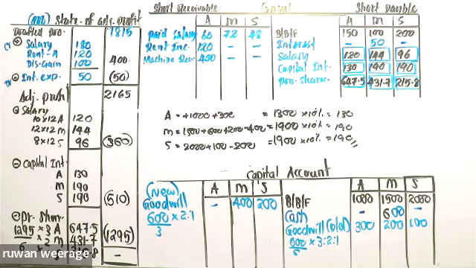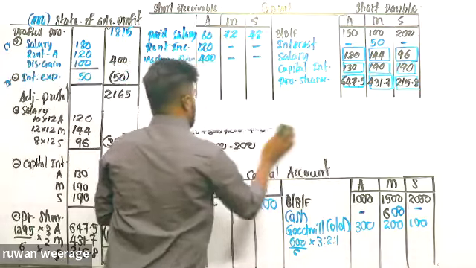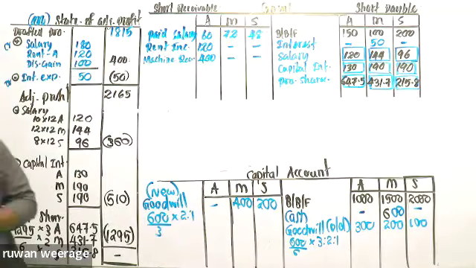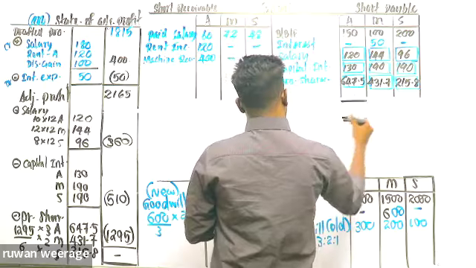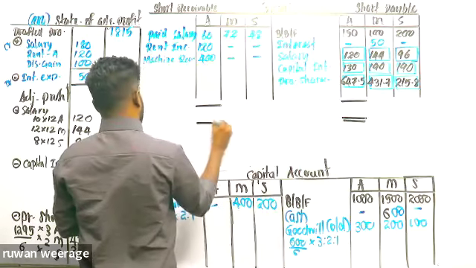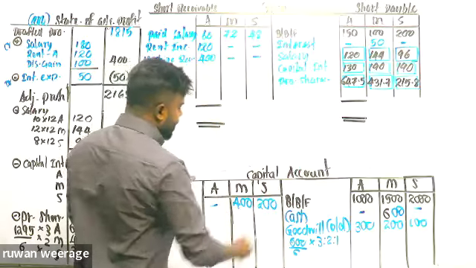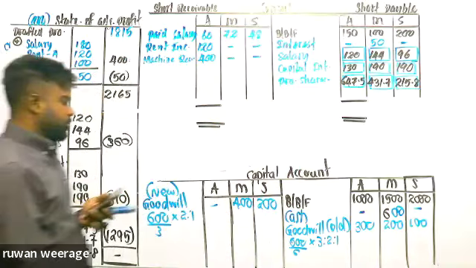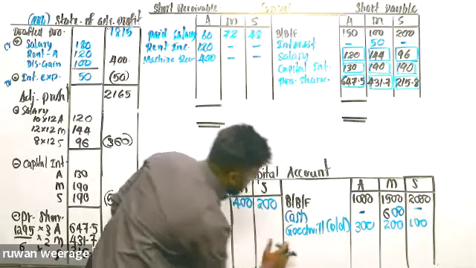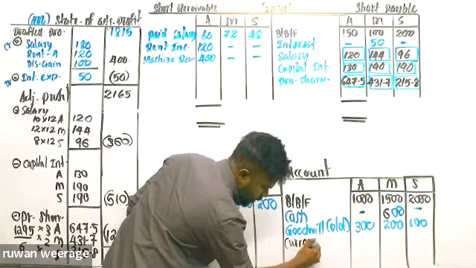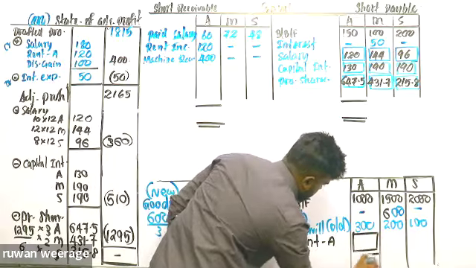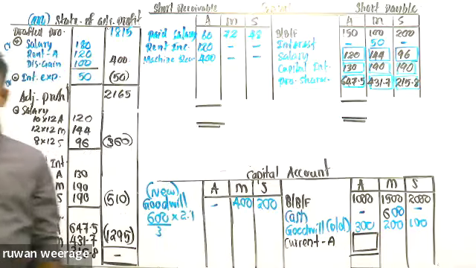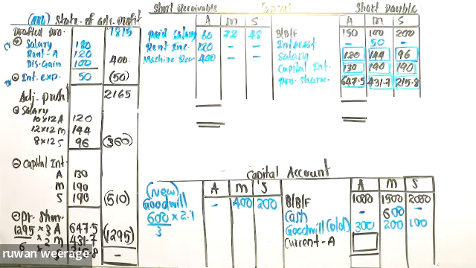Now retirement. Who's retired from the business? Amit, right? So you have to close the Amit current account balance and transfer it to the capital account. Bring Amit's current account here. Right, okay, the correct.